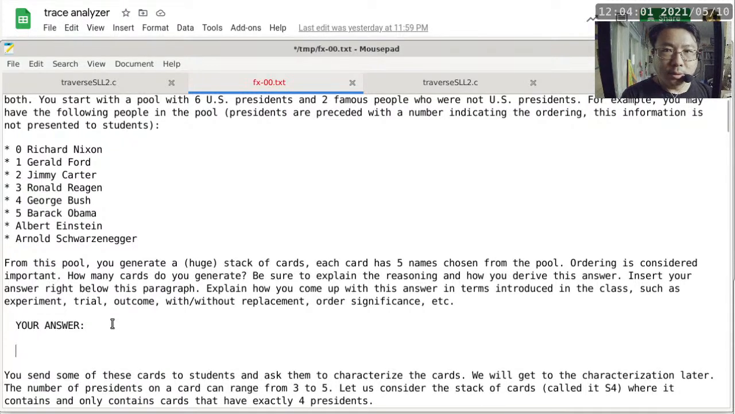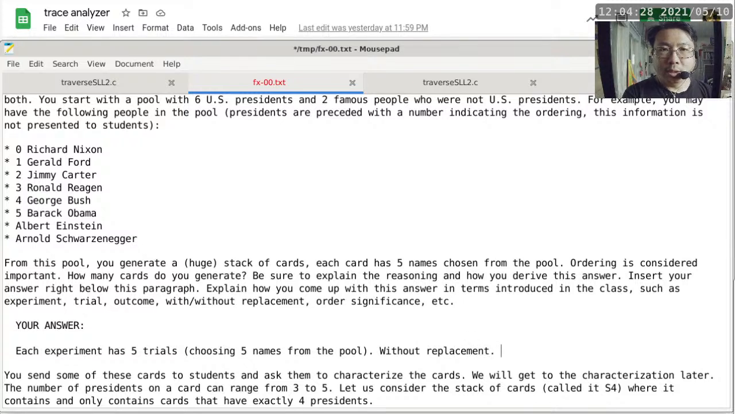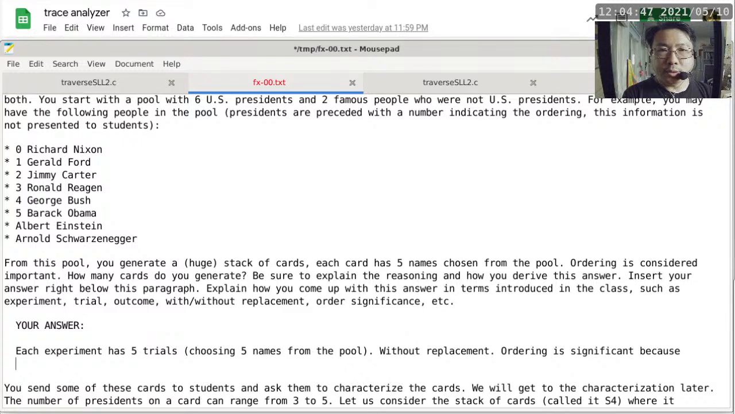So in the answer, what you need to do is explain that we are choosing 5. Each experiment has 5 trials because we are choosing 5 names from the pool. It is without replacement because it's implied; it just doesn't make sense to choose the same person twice out of the pool. So it's without replacement, and ordering is significant because it states right here, ordering is considered important. So that's already spelled out.